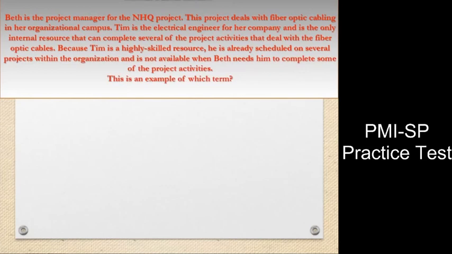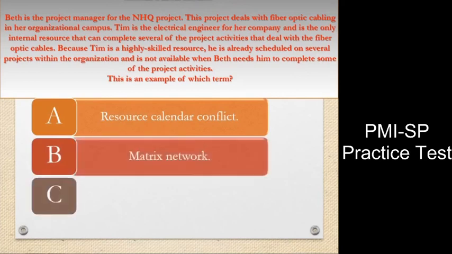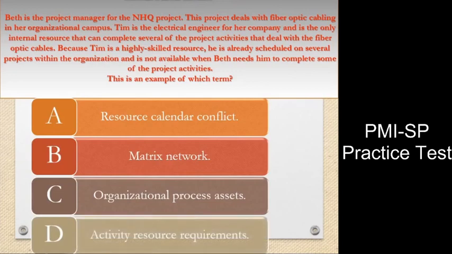Because Tim is a highly skilled resource, he is already scheduled on several projects within the organization and is not available when Beth needs him to complete some of the project activities. This is an example of which term? A. Resource calendar conflict. B. Matrix network. C. Organizational process assets. D. Activity resource requirements.